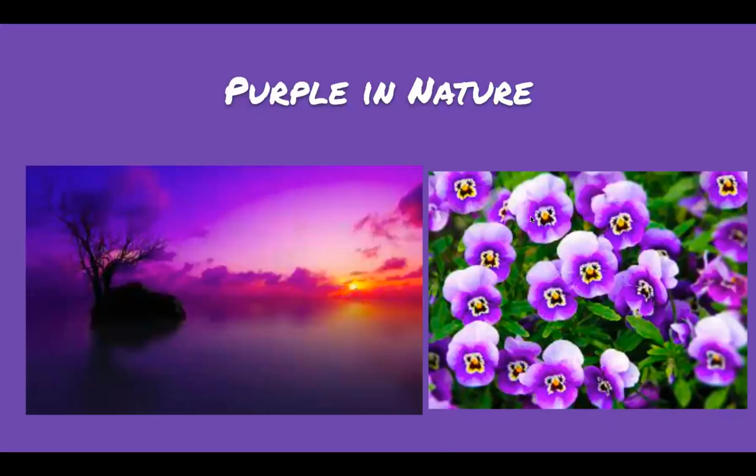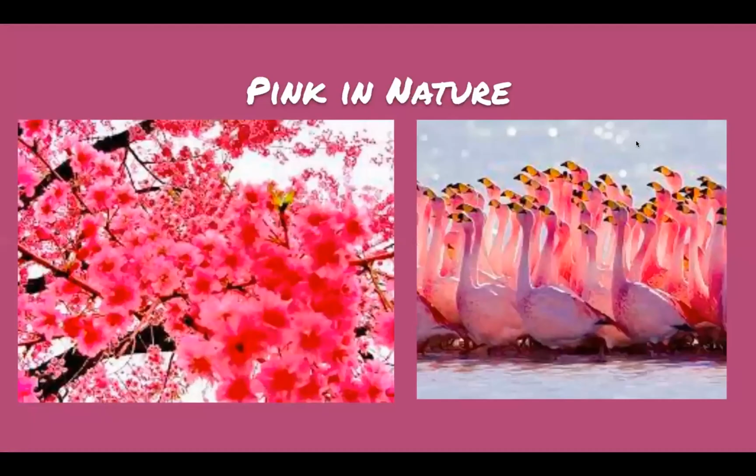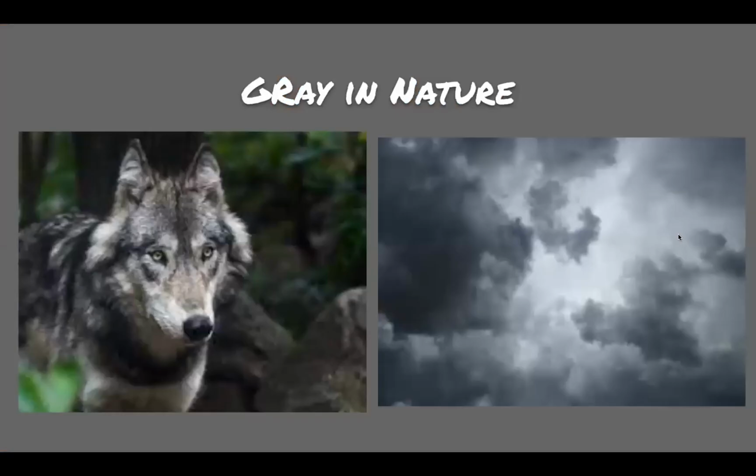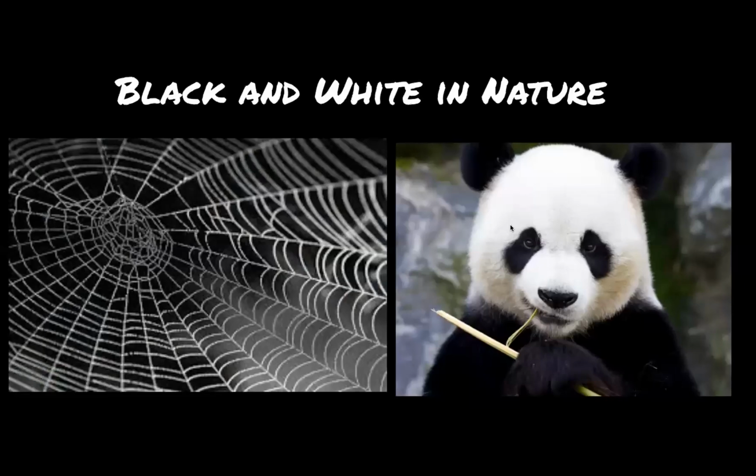When you look for purple, you might find sunsets or flowers. When you look for pink, you might find cherry blossoms or pink flamingos. When you look for brown, you might find grizzly bears or the wood from a tree. When you look for gray, you might find a gray wolf or gray cloudy skies. And when you look for black and white, you might find a spider web or my very favorite animal, the panda.